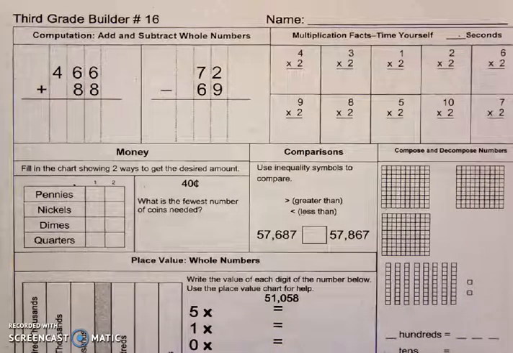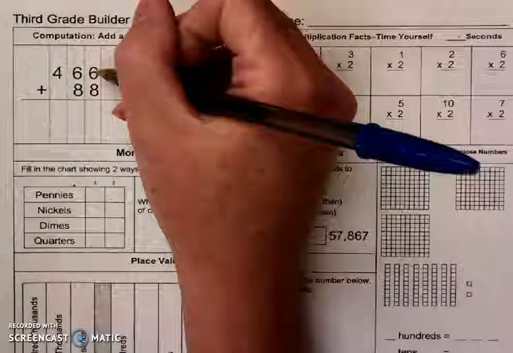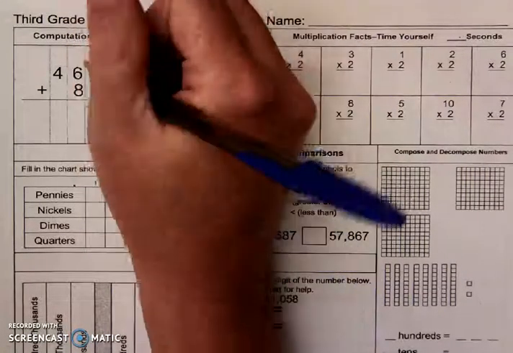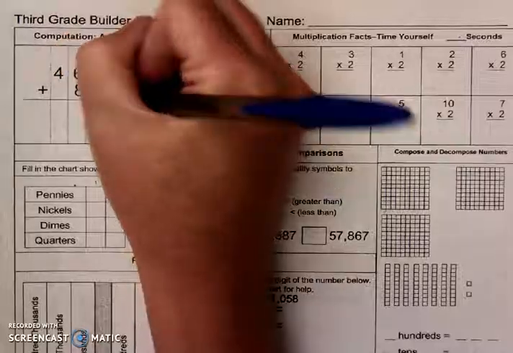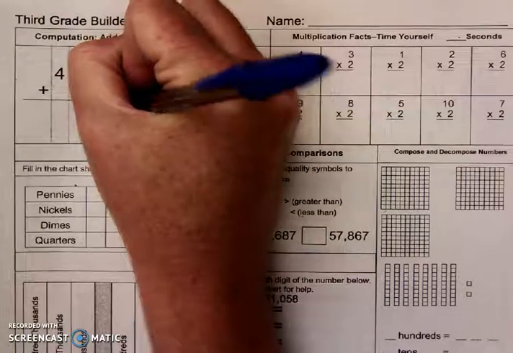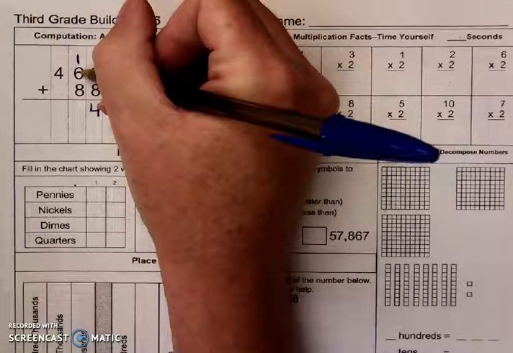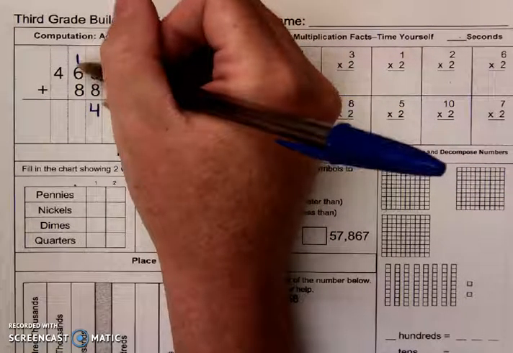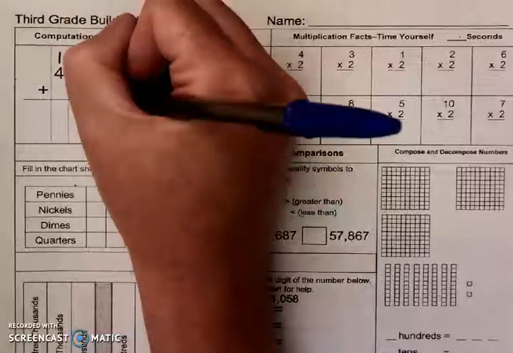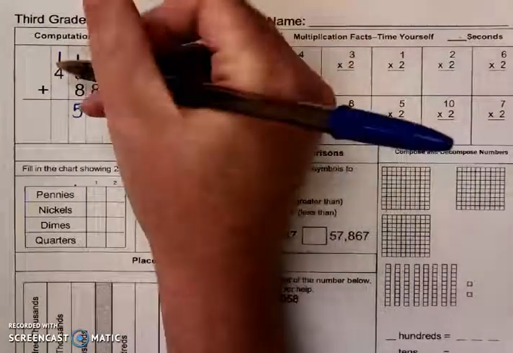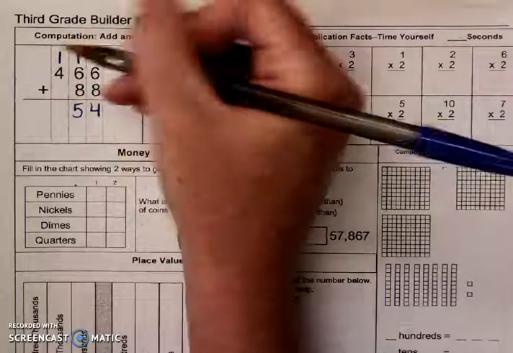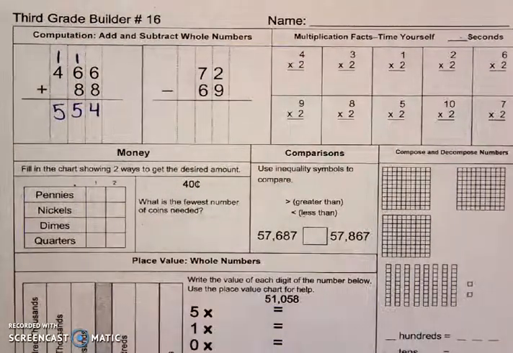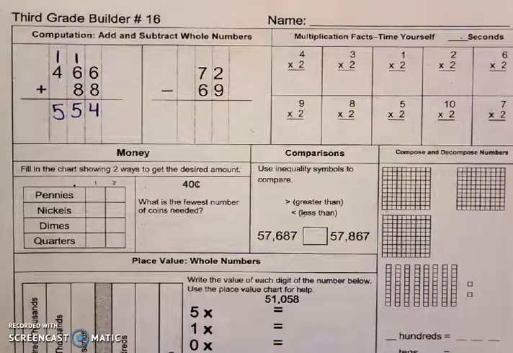Builder number 16. Start by adding in the ones place. 6 plus 8 is 14. So that makes 1 ten and 4 ones. 6 plus 8 is 14 and 1 more is 15. So 15 tens makes 105 tens. And 4 plus 1 is 5 in the hundreds place. So our sum is 554.